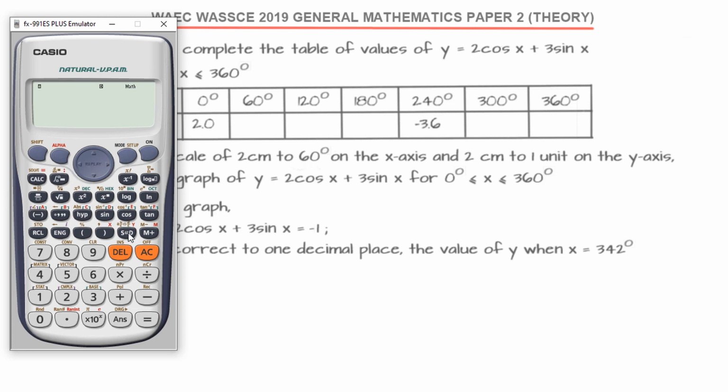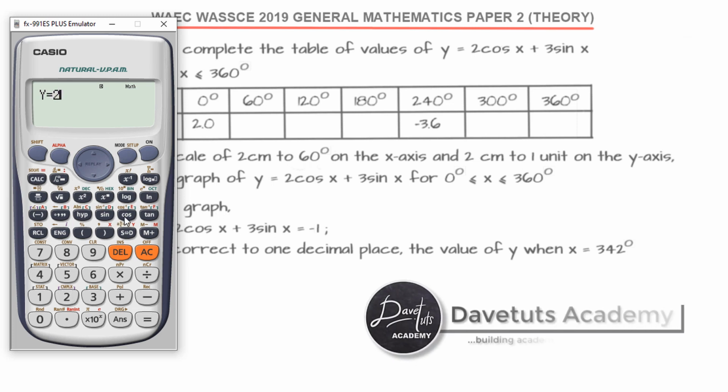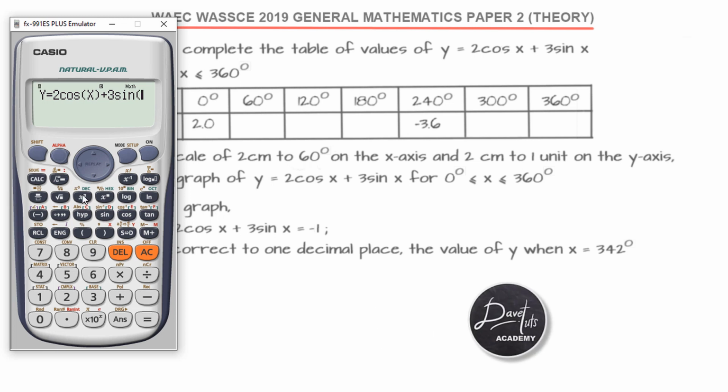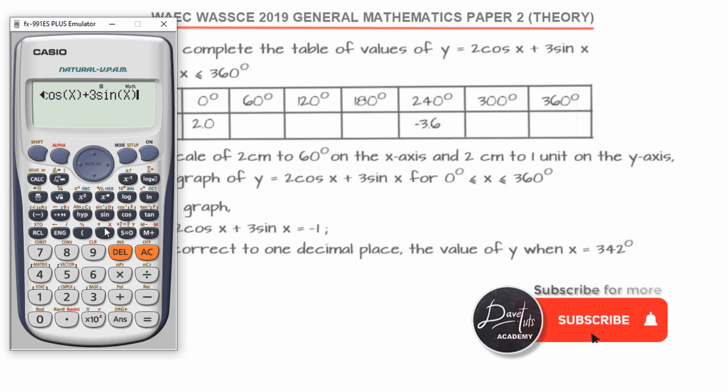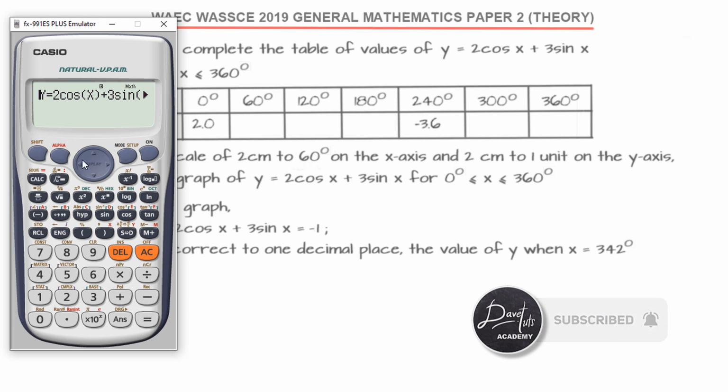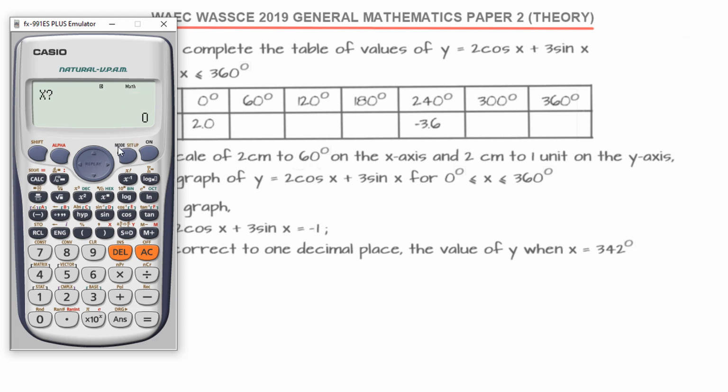To get y, you press alpha, and where we have y in red, y is equal to 2 cos x plus 3 sin x. Now you can verify, then ask the calculator to calculate for you by pressing the calculator function. Then what's the value of x? 0.